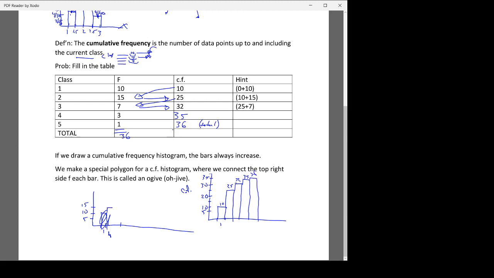So the ogive is a little different. We connect the top right side of each bar, where I'm drawing the dots here. And you can see this polygon. They always do that. They kind of taper off. This is a cumulative frequency picture. It's called an ogive. It looks like "ogive," but it's pronounced "ogive." So that's basically the picture.